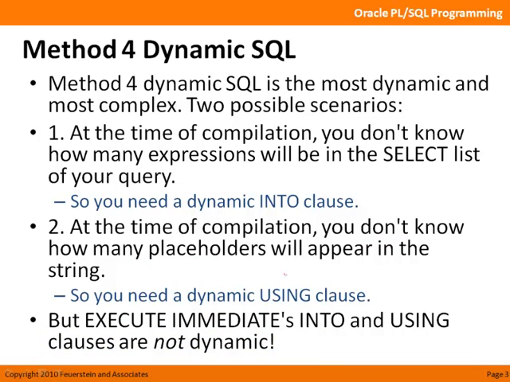But EXECUTE IMMEDIATE, native Dynamic SQL's major statement for executing Dynamic SQL statements, has INTO and USING clauses that are not dynamic, they're static. At the time you write your code, you have to specify how many elements you're either fetching into or binding into or fetching out of the string. So in general, when I have either one of these scenarios, I don't know how many things I'm selecting, I don't know how many things I'm binding in, you can't use EXECUTE IMMEDIATE, and we need to take a look at using something else.